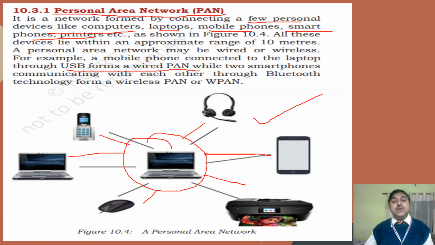Okay, so when you are connecting via Bluetooth, that is a wireless connectivity of a PAN, or WPAN. WPAN means wireless personal area networking. So you are doing wired personal area networking and wireless personal area networking. So this is the way the networking is going to work.